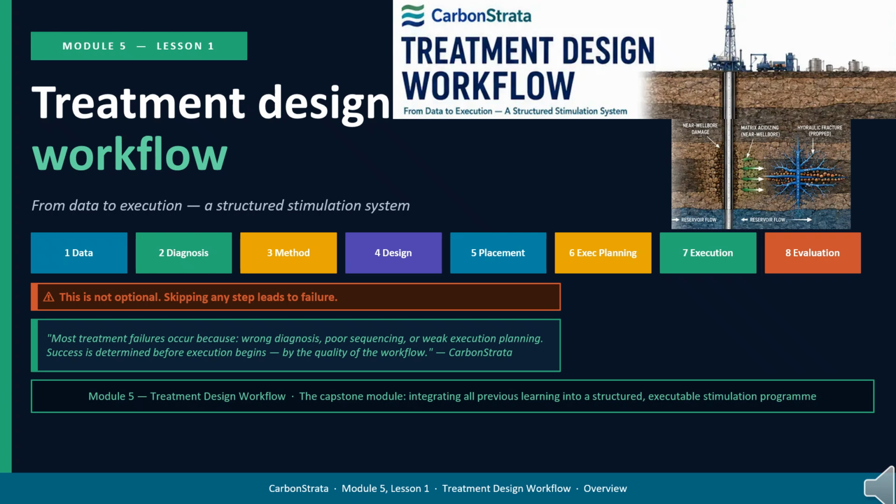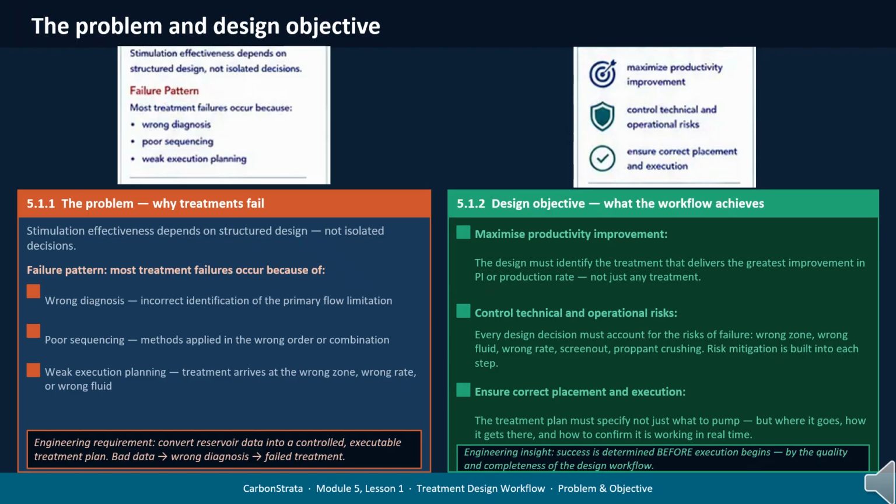Now frame this lesson correctly. This is not teaching new methods. It is controlling everything you already know into a structured workflow. From data to execution. Most treatments fail before they start. Not because of the method. Because of how the decisions are made.